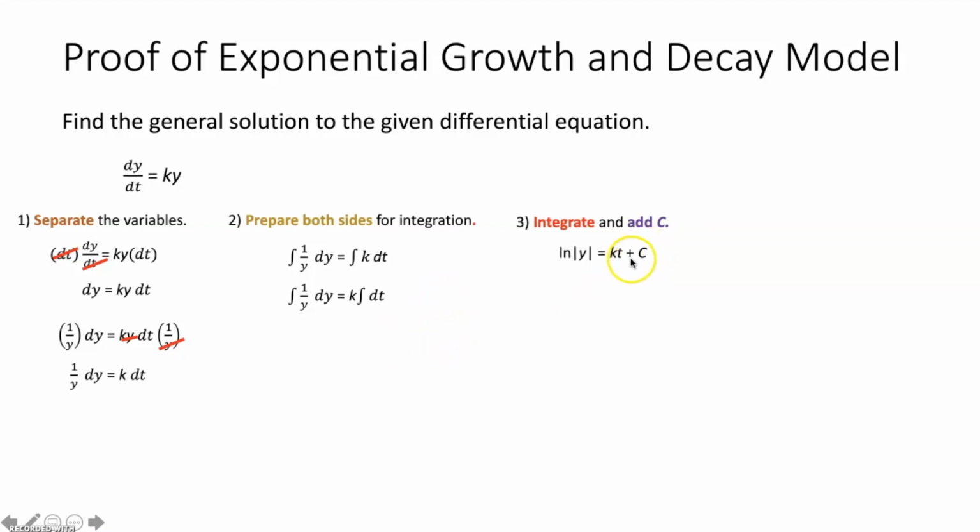So we just leave it as plus c on this side of our equation. Now, we need to solve for y. So how do we solve for y? Well, we need to cancel out this ln. So how do you cancel out an ln? You take the e of both sides.